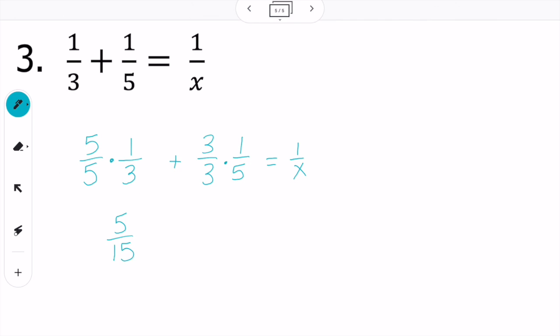5/15 is the same as 1/3. I've just scaled it up here. And 3/15 is the same as 1/5. Now I've just written them in different forms so that the denominators are the same and I can actually add them. 5/15 plus 3/15 is 8/15. And that's equal to 1/x.